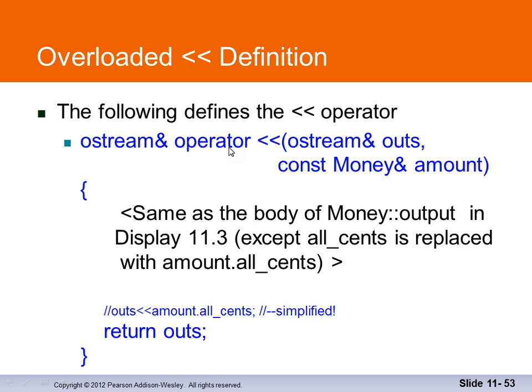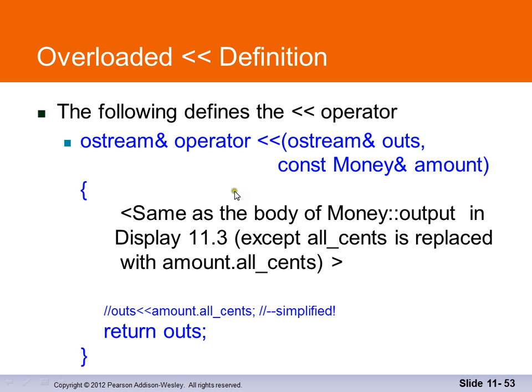This is how it looks like. So operator, put2 operator, and it returns cout. It takes two parameters, cout and the money, and over here just print out whatever you want. So in the simplest case, I'm just going to print out all cents. Amount dot all cents. Right? What do I return? The cout. In this case, it's called outs.